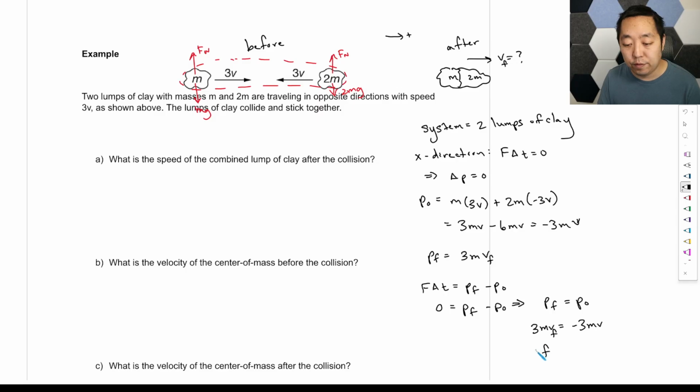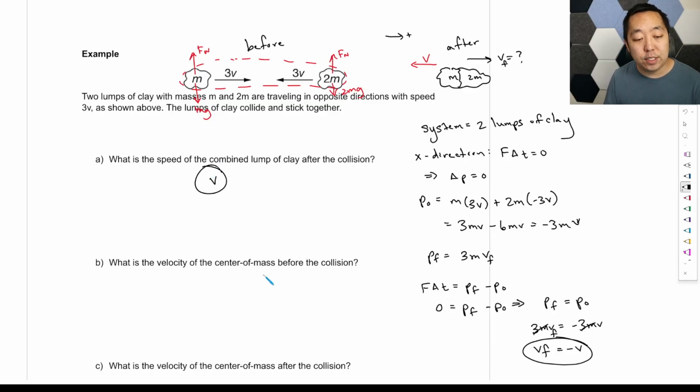So the vf, divided by the 3m's cancel, you get negative v. So overall, this is going to be negative v, which means it's going to have a leftward direction, because it's actually negative. I guessed wrong. It's not right, it's left. So it's a negative direction with speed v. So the speed is v here.